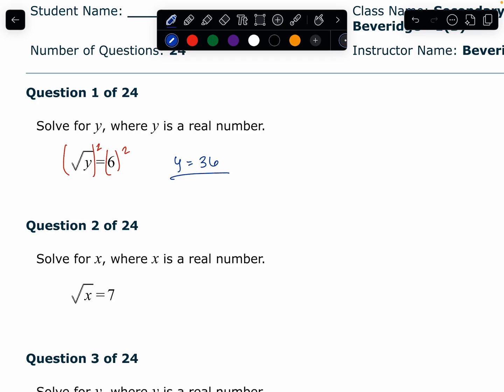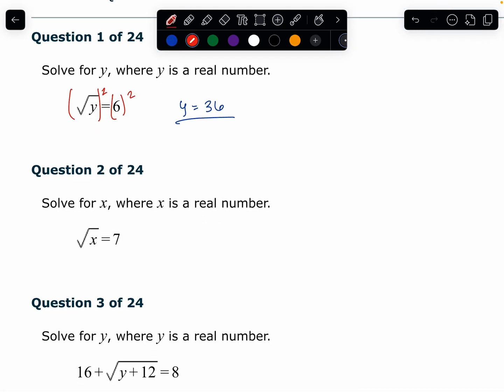So there you go. And then you do the same thing for part 2. Square this side and square this side. On the left side, you're going to get x. On the right side of the equation, you're going to get 49.